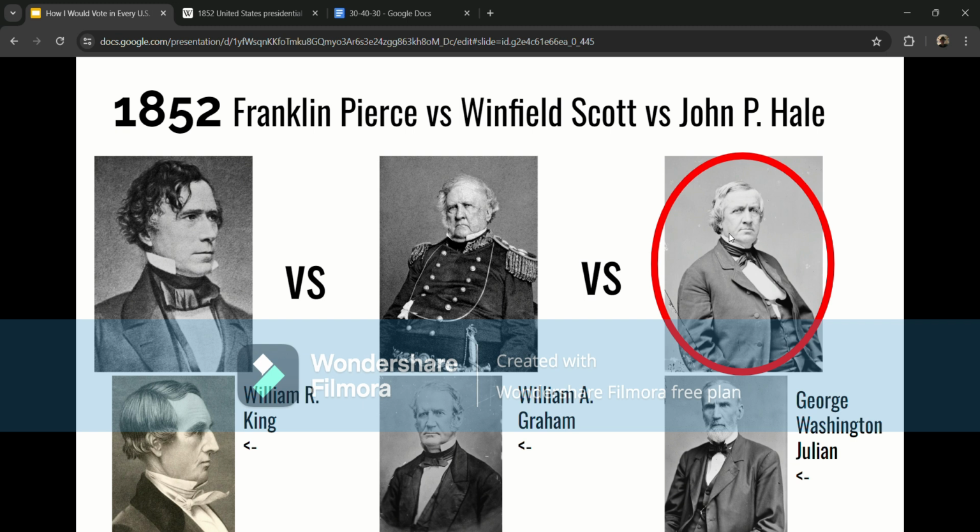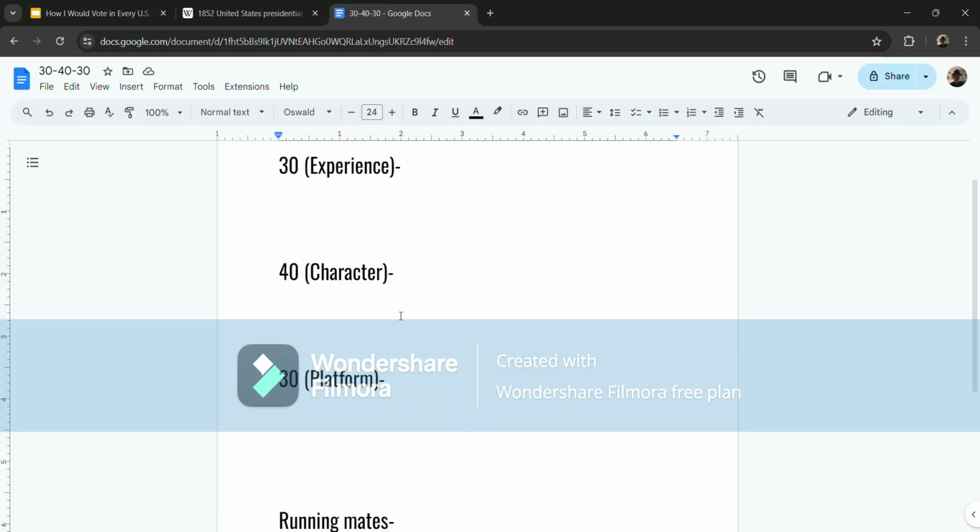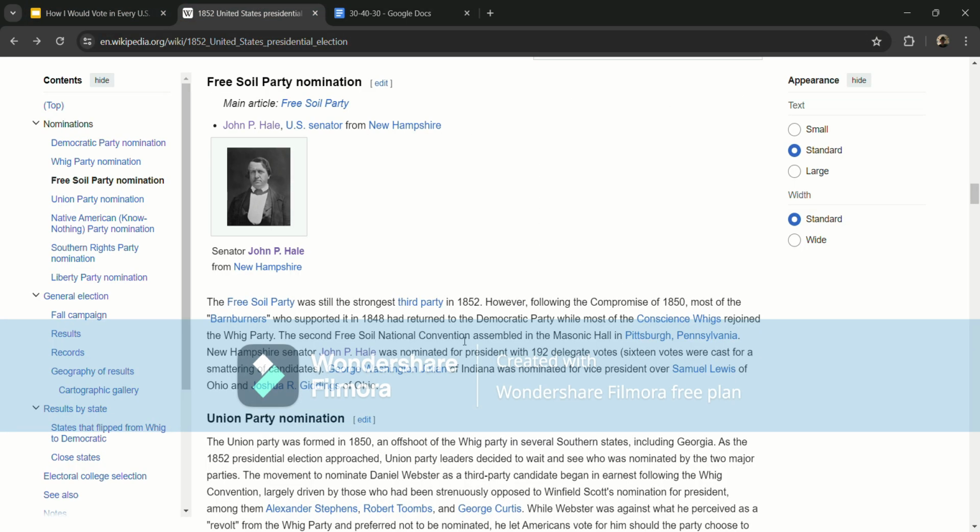Was in office most recently at the time, and yes, I know Pierce was technically in there for longer, but he hadn't been in there for 10 years when Hale was an incumbent senator. And I would have been full on board with his platform for getting rid of slavery, his good chunk of experience that he had, and just his unapologetic character for something he truly believed in that was right.